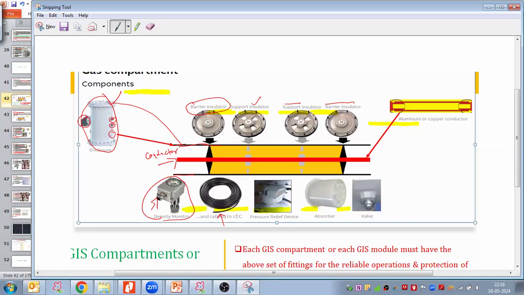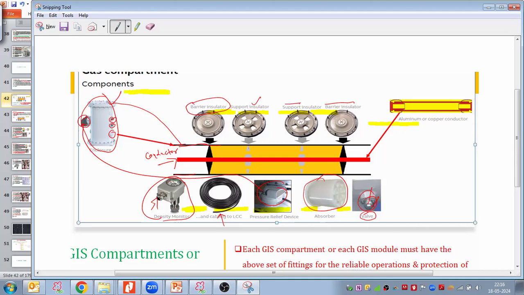Density monitor, with a cable to the local control cabinet from the density monitor. Pressure relief device, this much. So you can see this one is the PRD, pressure relief device, and the absorber. If there is any moisture content, it will absorb it. And then a gas filling, refilling, or evacuating valve as well.